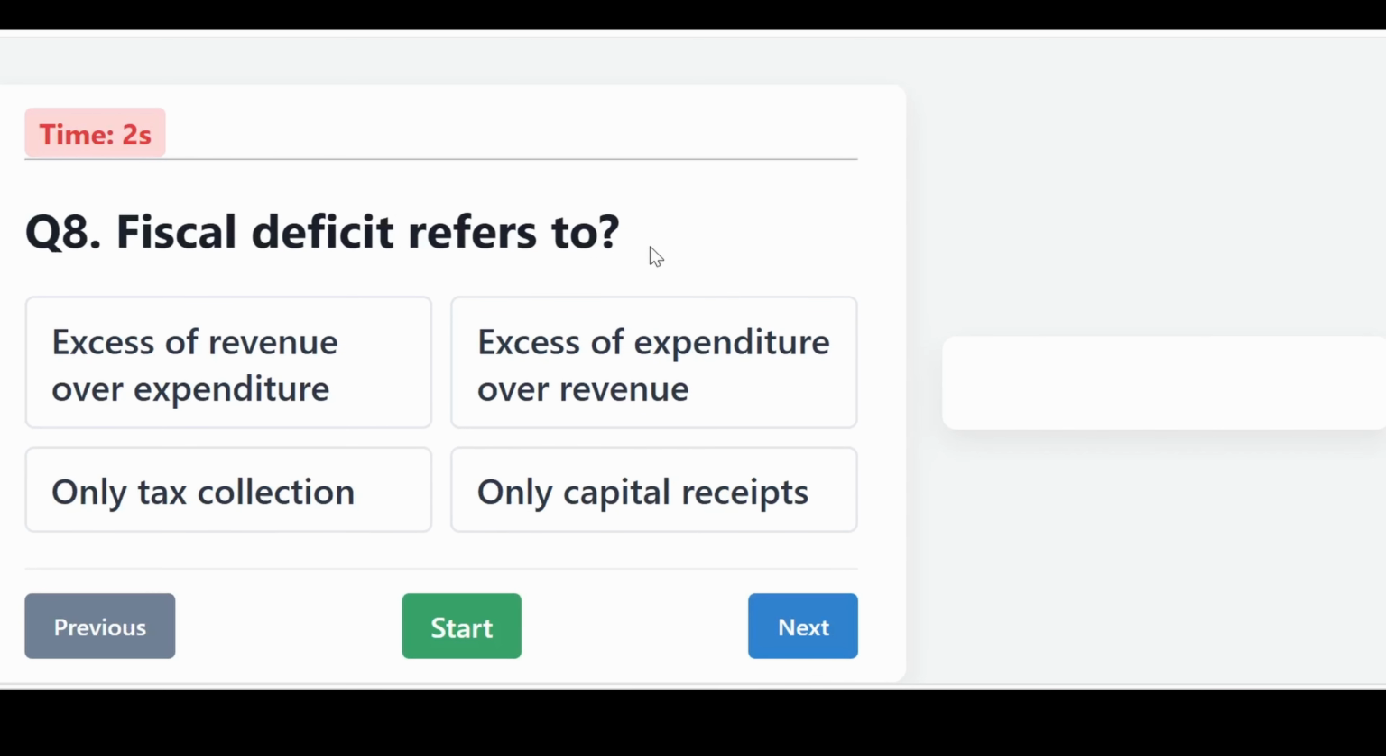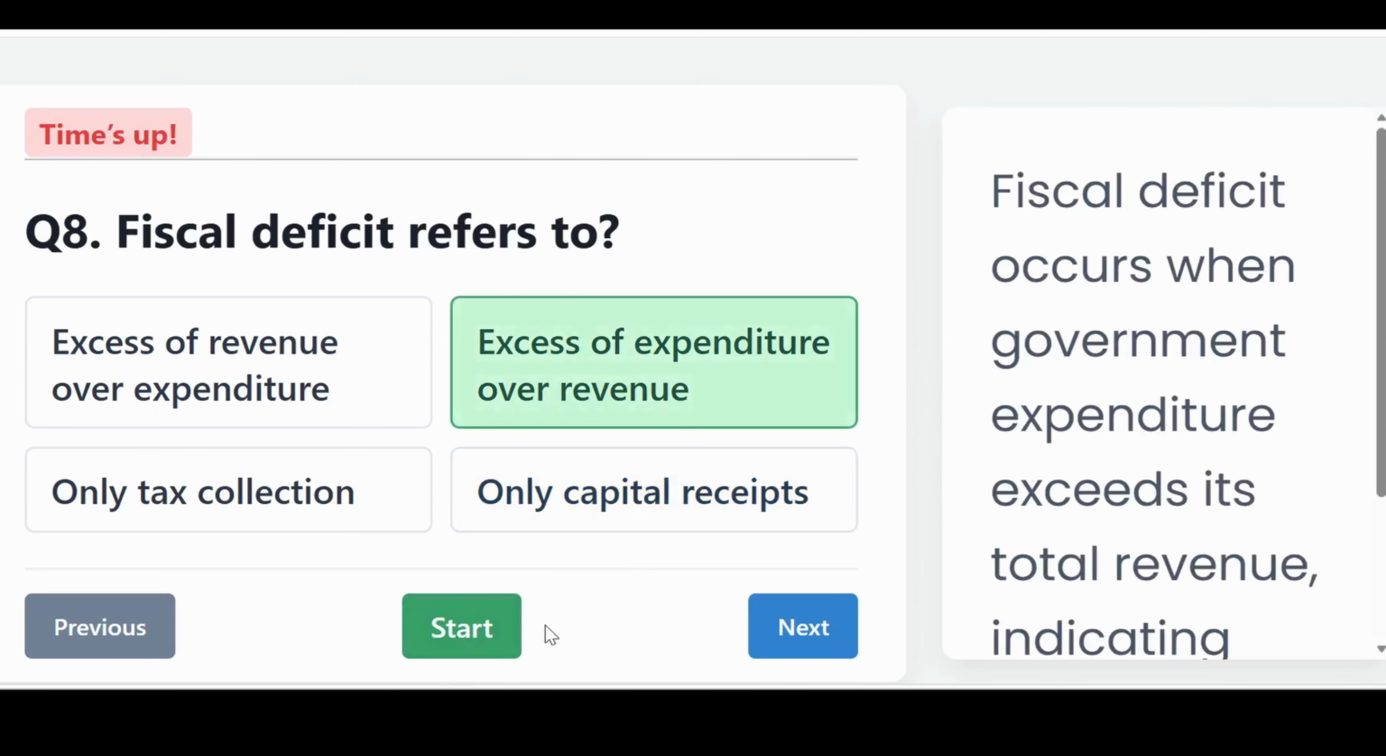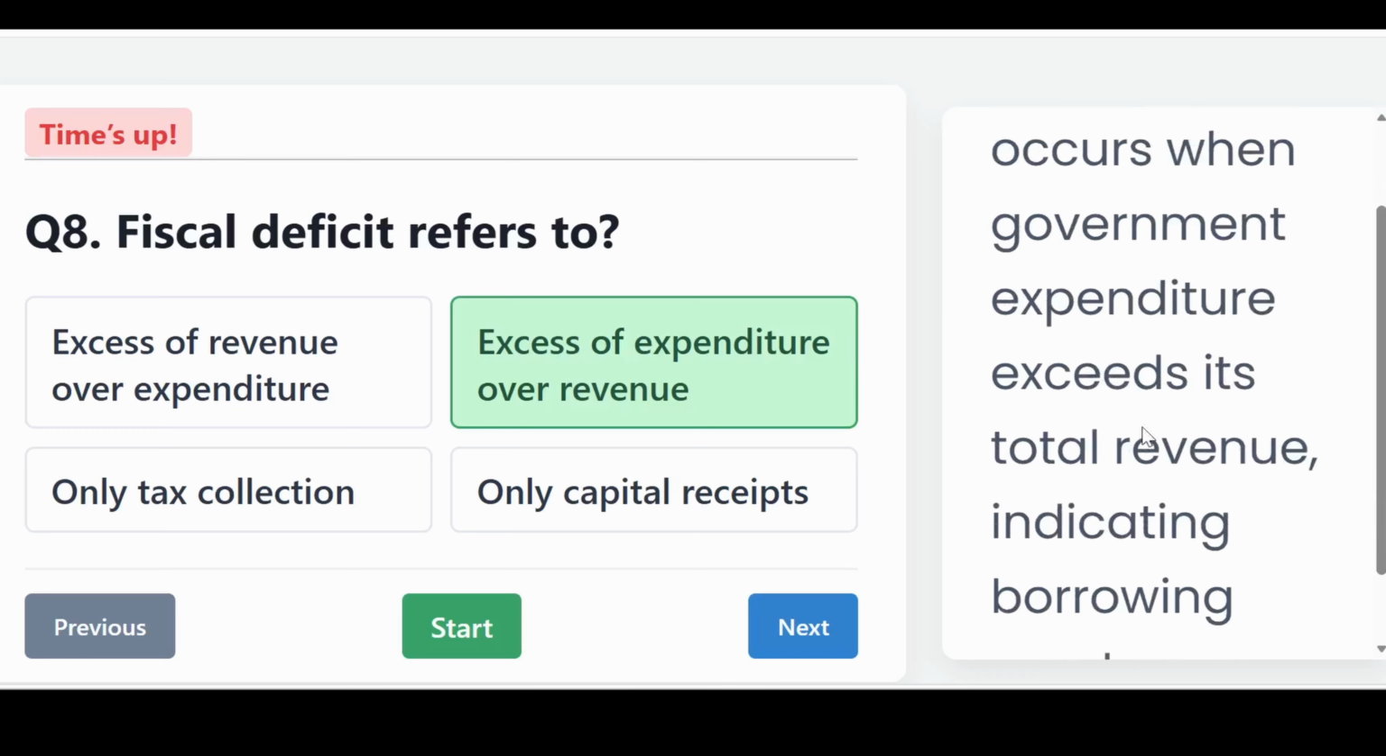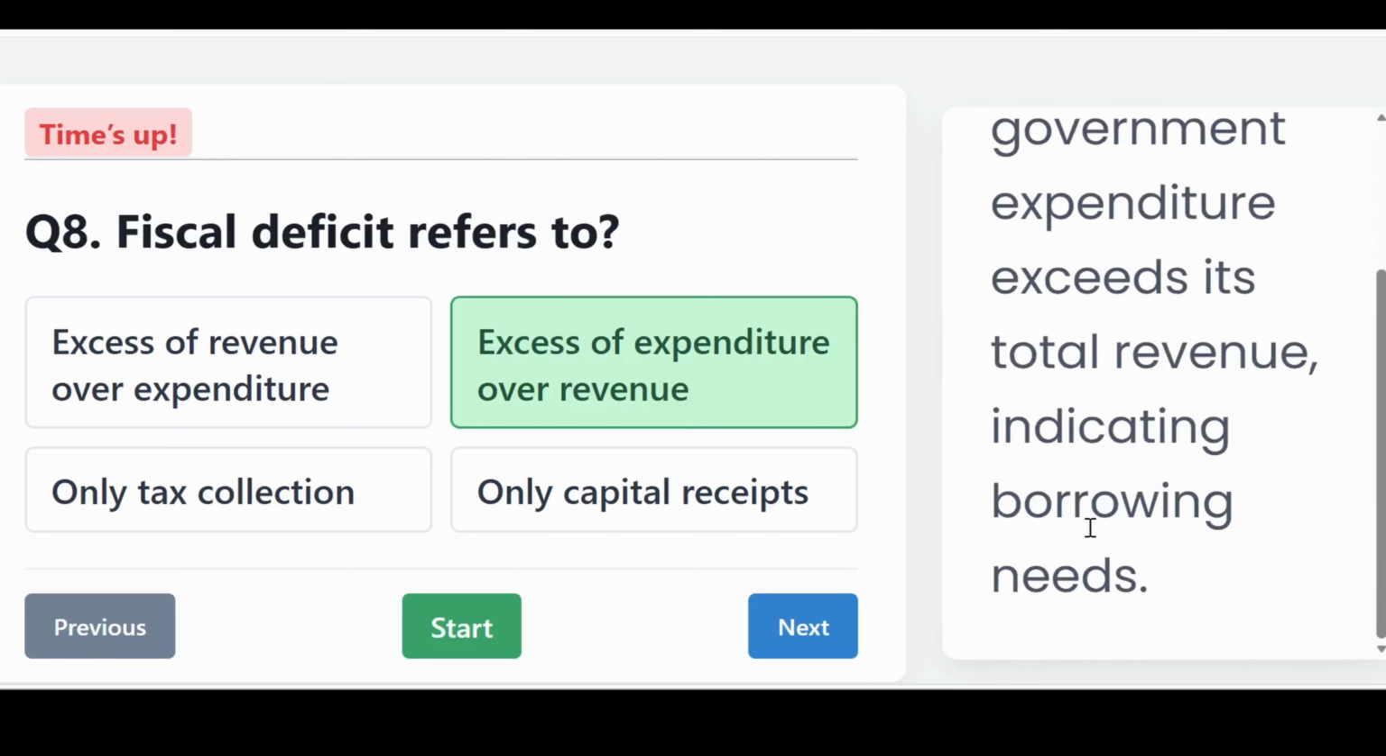Fiscal deficit refers to, is it excess of revenue over expenditure, excess of expenditure over revenue, only tax collection, or only capital receipt? The correct answer, excess of expenditure over revenue, meaning you spend more than you earn. Fiscal deficit occurs when government expenditure exceeds its total revenue, indicating borrowing needs.